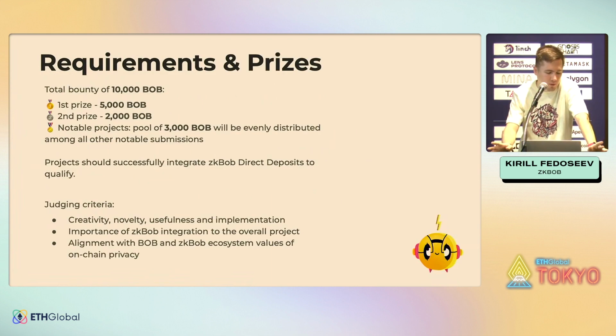So we have a total bounty of 10,000 BOB for this hackathon: 5K for first place, 2K for second prize, and the remaining 3K will be evenly distributed among all successful notable submissions. So basically, all projects which successfully integrate zkBob direct deposits in their projects will qualify and receive a guaranteed bounty from this prize pool of 3,000.